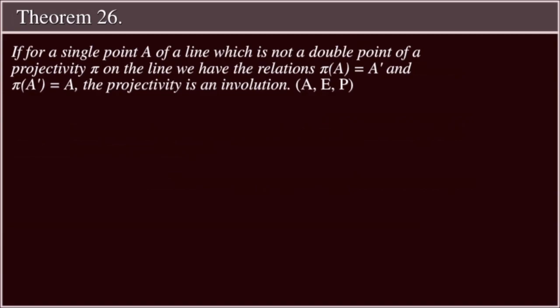Theorem 26. If for a single point A of a line which is not a double point of a projectivity π on the line, we have the relations π of A equals A' and π of A' equals A, the projectivity is an involution. Assumptions A, E, and P.